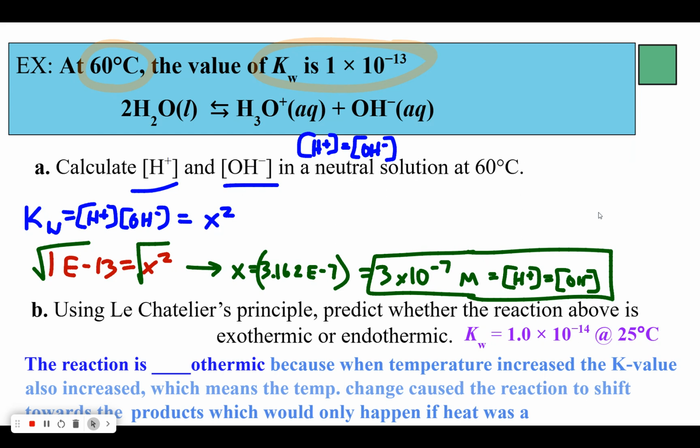So our reaction shifted towards the products when that temperature increased, which shifting towards the products only happens if the thing we're adding, heat in this situation, is a reactant. Because heat has to be a reactant to shift us towards the product side when we add more of it. Then if heat's a reactant, it's going into our reaction. This is endothermic. Fill that back in at the beginning after I finish reasoning through this connection between our heat change and our K value change.